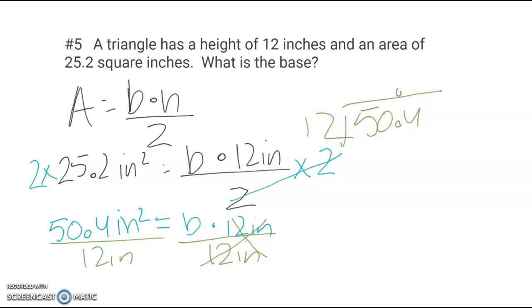12 goes into 50 4 times, that's going to be 48. Subtract, I get a 2. I'm going to bring down that 4. 12 goes into 24 2 times.